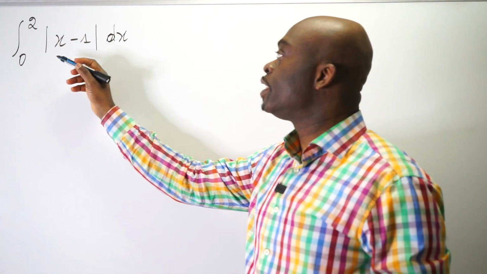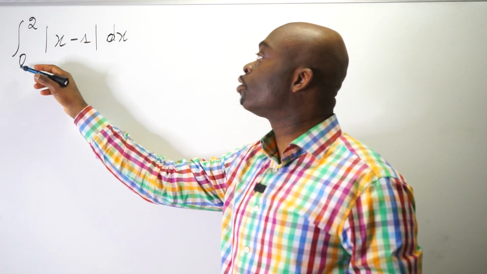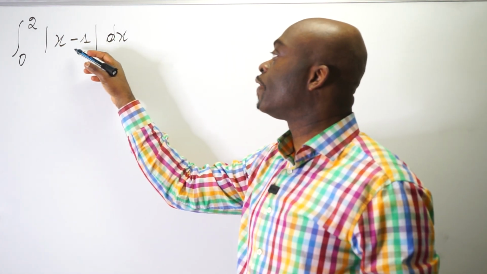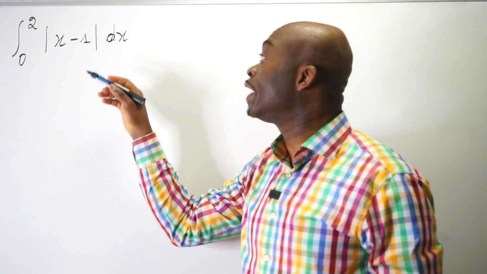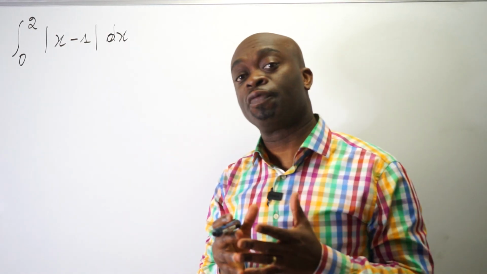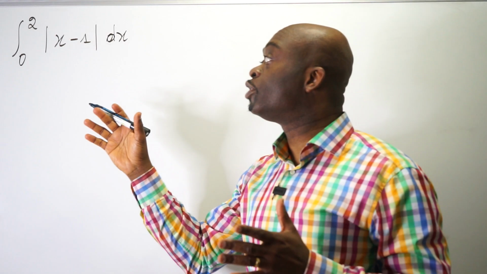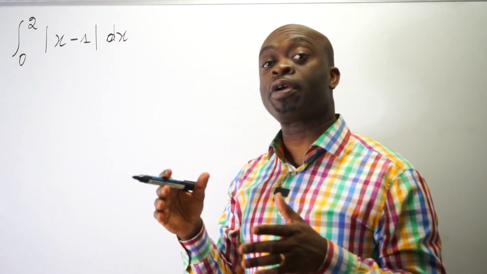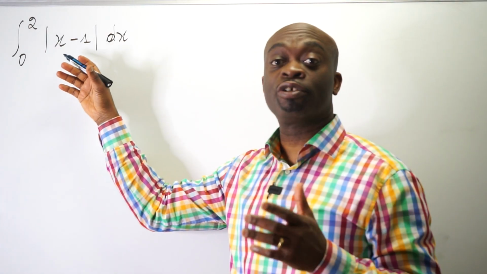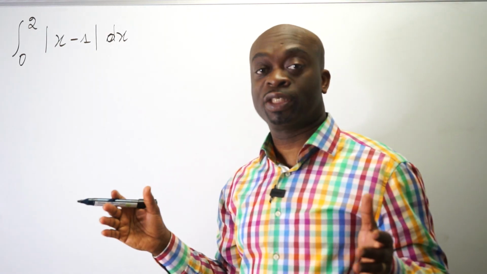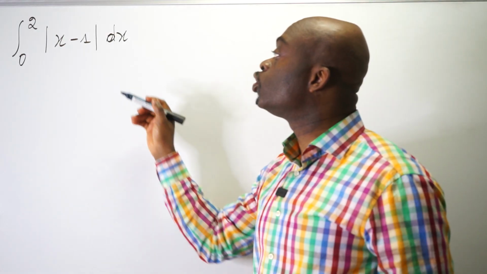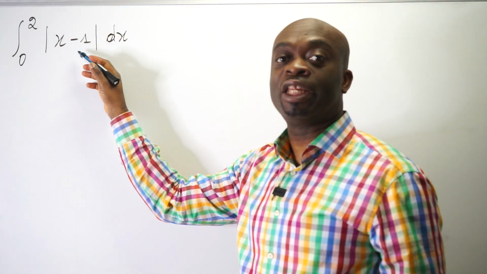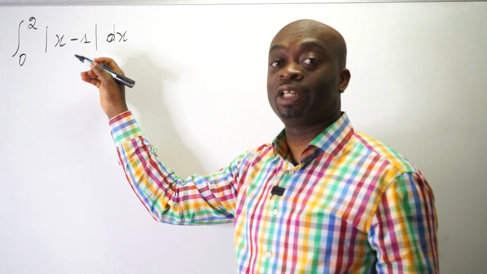We have to solve for this integral problem here. Integral from 0 to 2, absolute value of x minus 1 dx, correct? So in this case, we're dealing with an absolute value problem. The best thing to do here is to see where your graph or function splits, okay? To do that, you have to take the initial function and set it equal to 0.